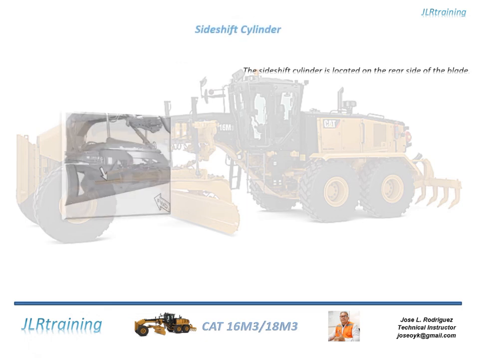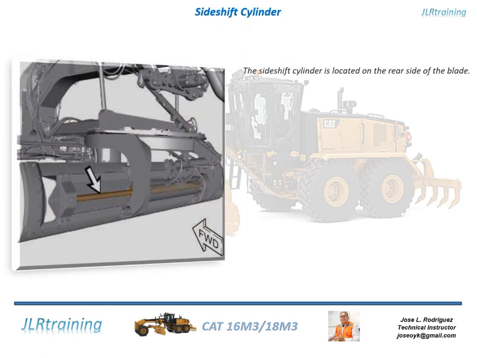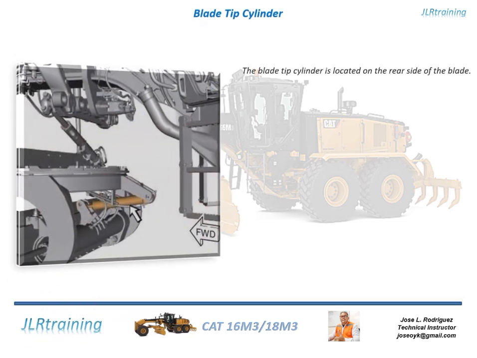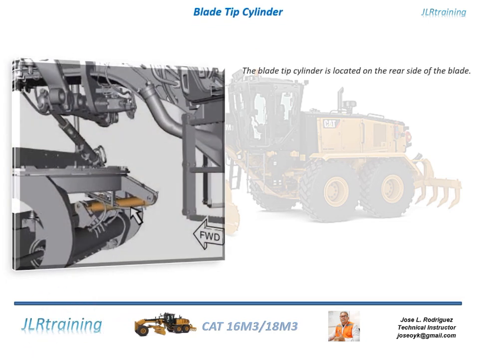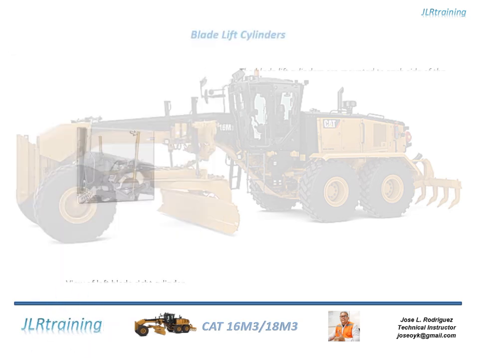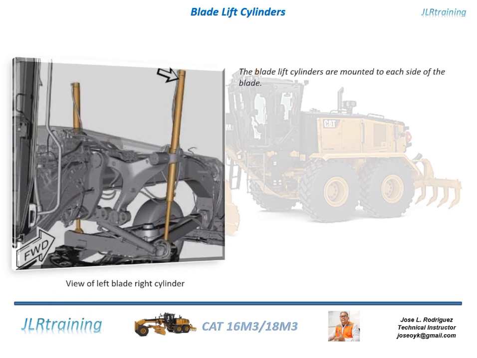Side shift cylinder. The side shift cylinder is located on the rear side of the blade. Blade tip cylinder. The blade tip cylinder is located on the rear side of the blade. Blade lift cylinders. View of left blade right cylinder. The blade lift cylinders are mounted to each side of the blade.